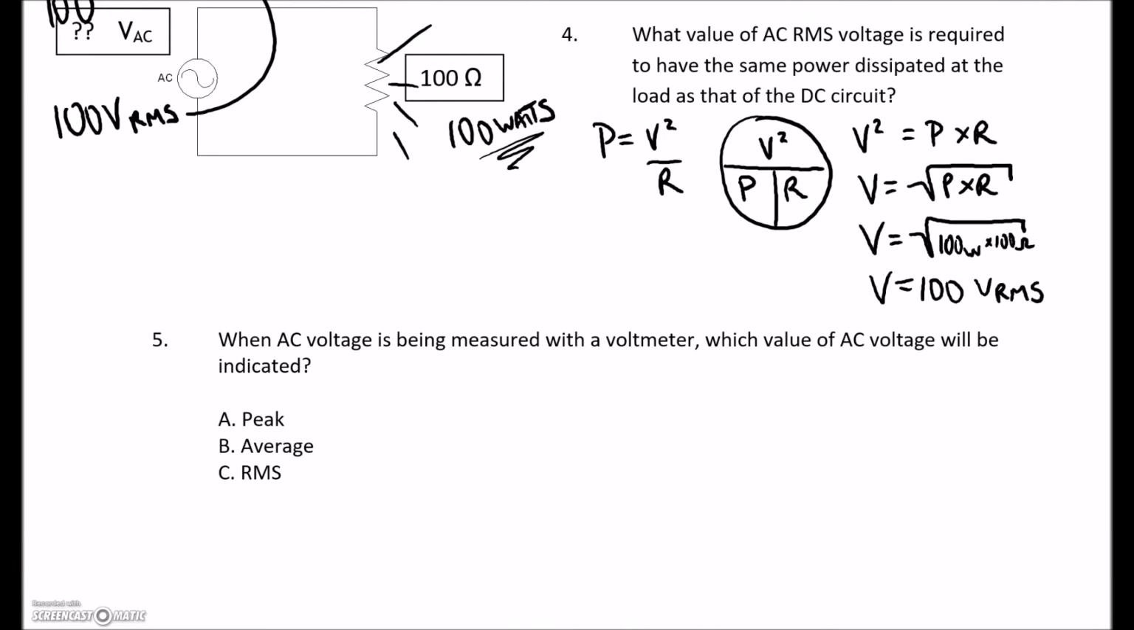Number 5, nice easy question here. When AC voltage is being measured with a voltmeter, which value of the AC voltage is going to be indicated? So we know that the peak voltage is the max voltage. The average voltage is that after a DC rectifier. So the value that our meters are always giving us, whether it's current or voltage, is going to be C, the RMS voltage. Excellent.